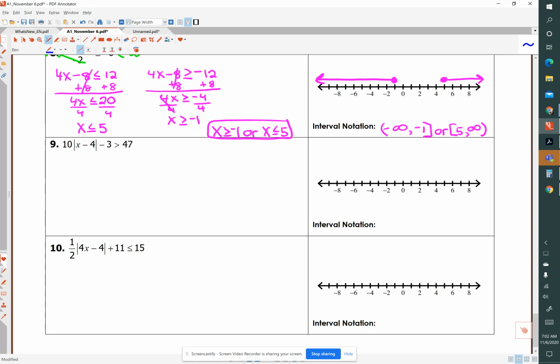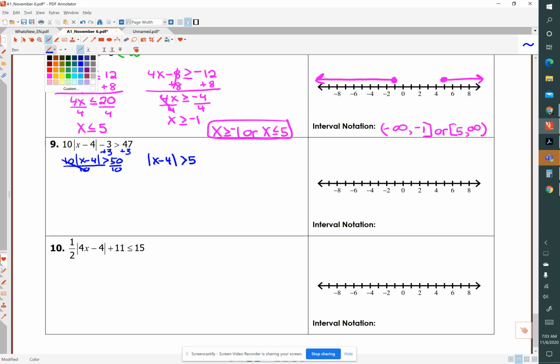So let's add 3 to both sides, which gives us 10 multiplied by the absolute value of x minus 4 is greater than 50. And then we'll divide both sides by 10, which gives us the absolute value of x minus 4 is greater than 5.